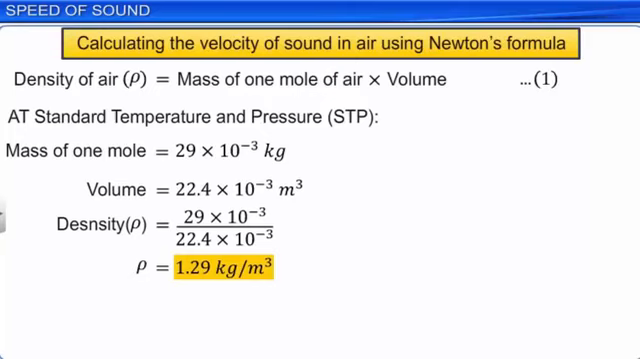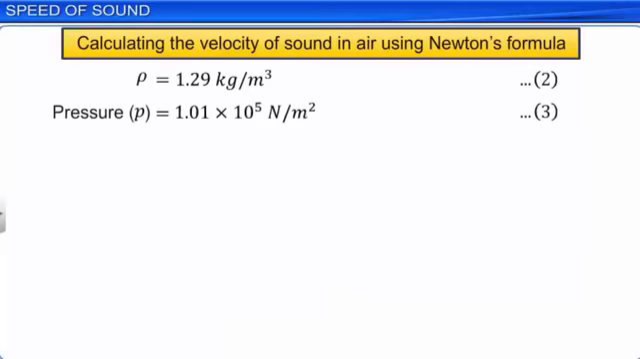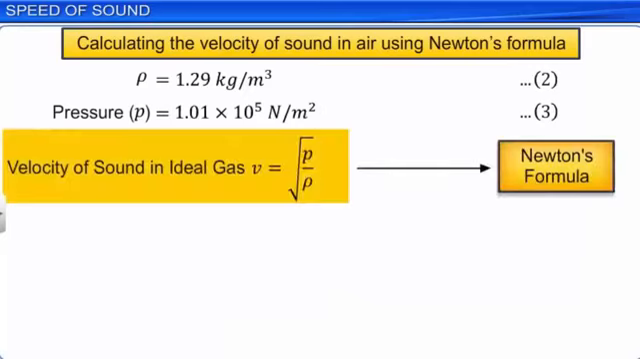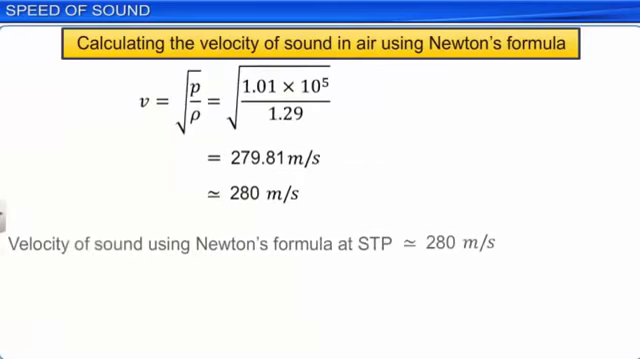We know that atmospheric pressure P is equal to 1.01×10⁵ Newton per meter square. Substituting the values of 2 and 3 in Newton's formula, we get the velocity of sound in air at standard conditions of temperature and pressure, according to Newton's formula, as v approximately equal to 280 meters per second. But the experimental value of the velocity of sound in air at standard temperature and pressure conditions is nearly 331 meters per second.